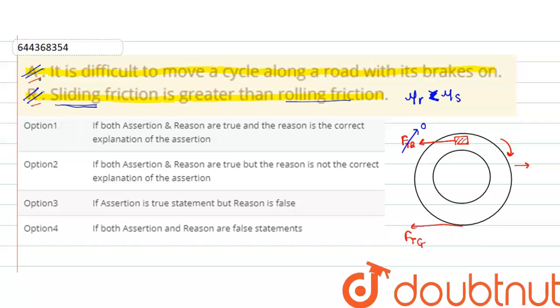But friends, reason couldn't explain the assertion part, so we can say that option 2 for this question is the correct one. That is, both assertion and reason are true, but reason is not the correct explanation for assertion.